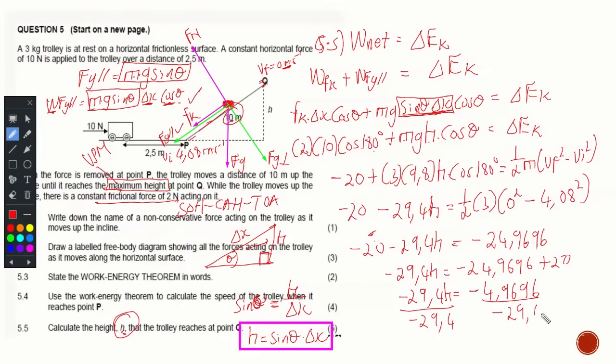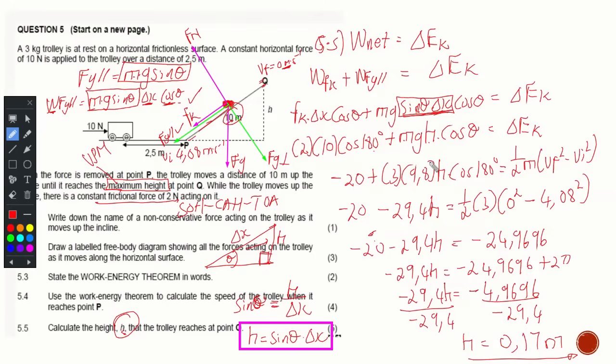Negative 29.4. Then what is the height? Divide by negative 29.4. So the height becomes what? 0.169, which we can say 0.17. 0.17 meters. Right. And that becomes the height thereof. So that's how you were supposed to calculate the height using the work energy theorem, of which if you're using the work done by non-conservative forces, it would be much easier, right?